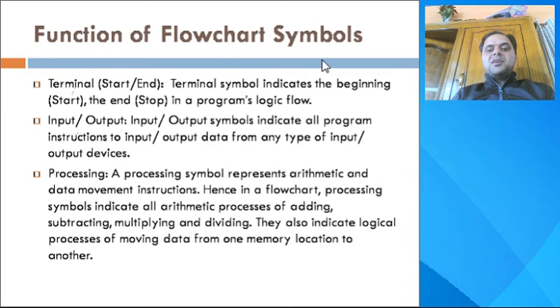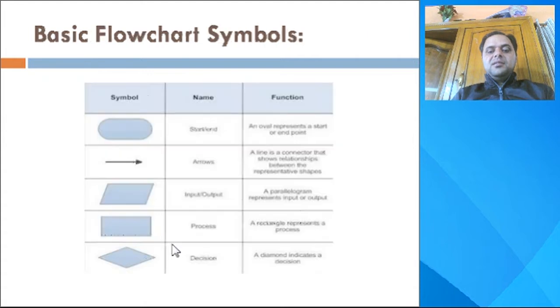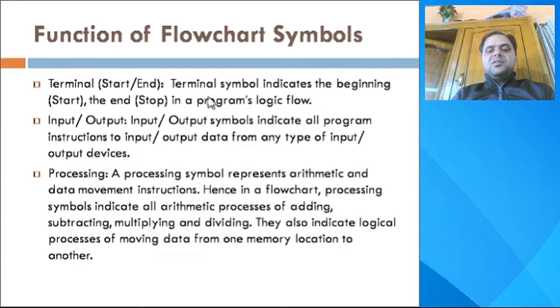The function of flowchart symbols: terminal, or we can say start and end. This symbol is terminal, or we can say start and end. So the terminal symbol indicates the beginning or start, the end, or stop in a program logic flow. So this terminal symbol is used for start and stop. Next is input output.